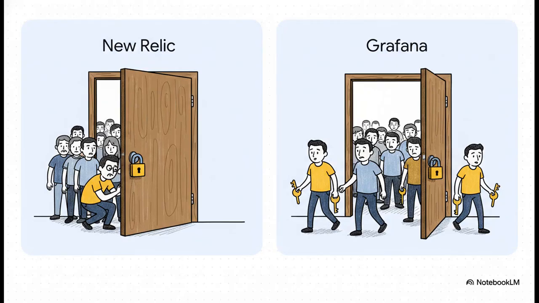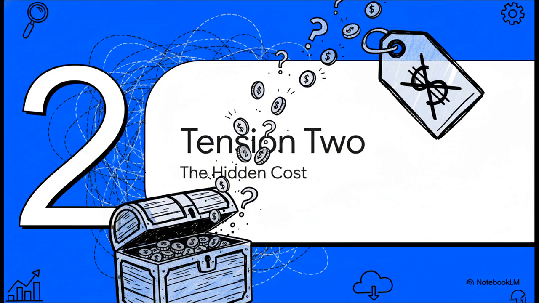Just think about what this actually means day to day. With New Relic, your 10-person team has a debugging bottleneck of 1. When a critical bug pops up, you literally have a crowd forming around a single engineer's screen. But with a self-hosted Grafana setup, there are no user limits. All 10 of your engineers can jump right in and troubleshoot at the exact same time. It's a game changer for a small team. And that user limit? Well, that leads us right into our second big tension.